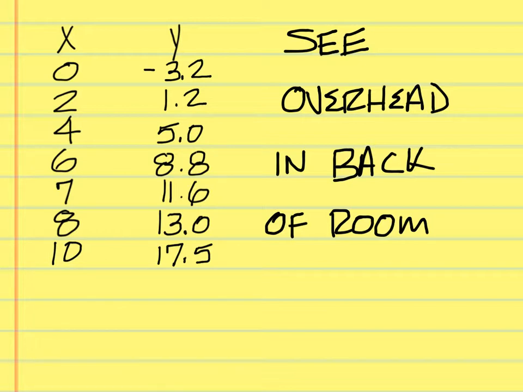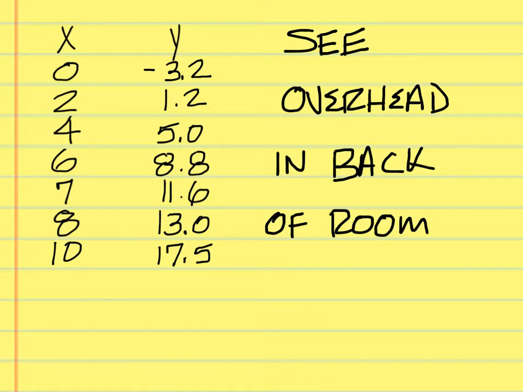So if you want to enter something into L1, you have to put your cursor in the first cell. Not the name of the list, but the first cell. And you'll notice up on the screen our X values are up there. And let's put the X values in list 1. So hit 0, enter, 2, enter, 4, 6, 7, 8, 10.